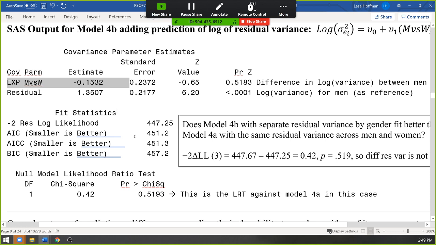So in the context of multi-level models, these are known as location scale models. You can allow your random effect variances and your residual variances to differ as a function of predictors. It's a new area.